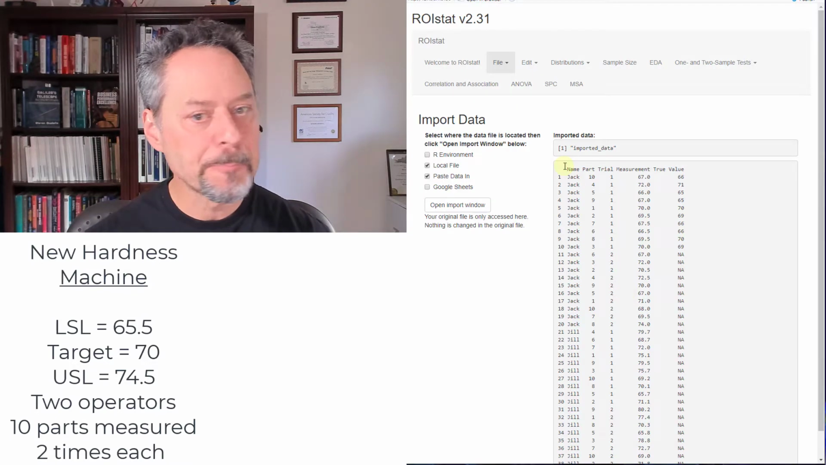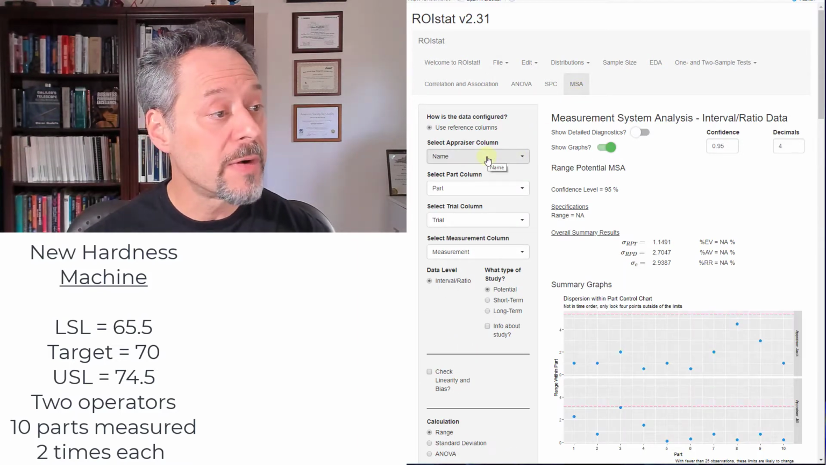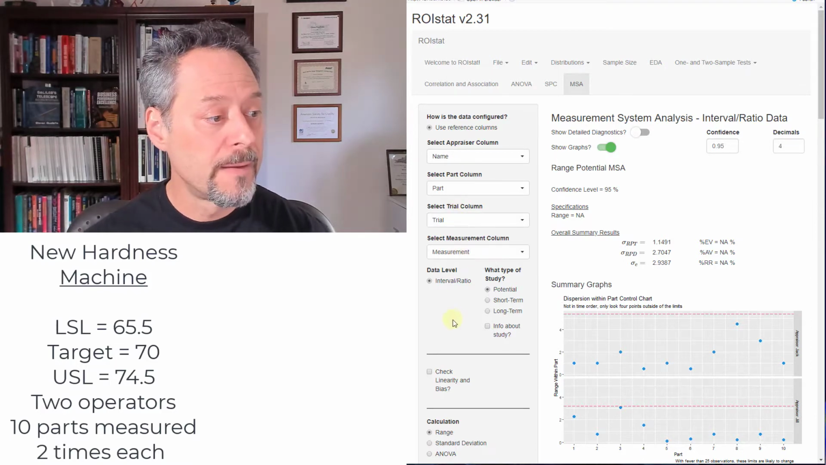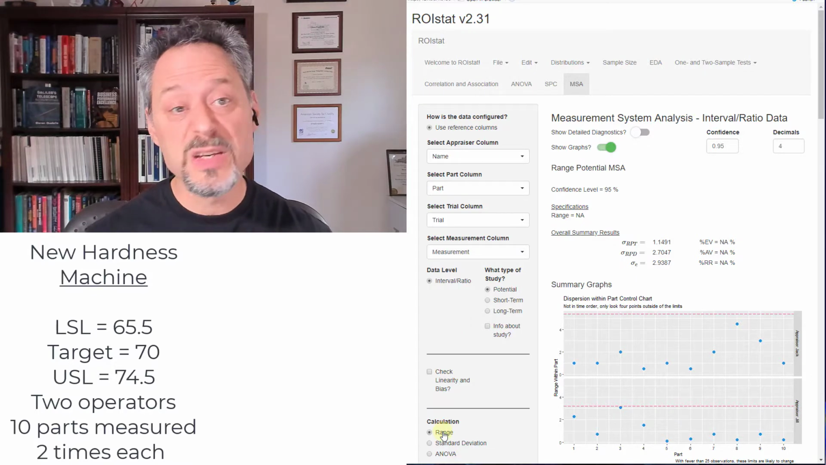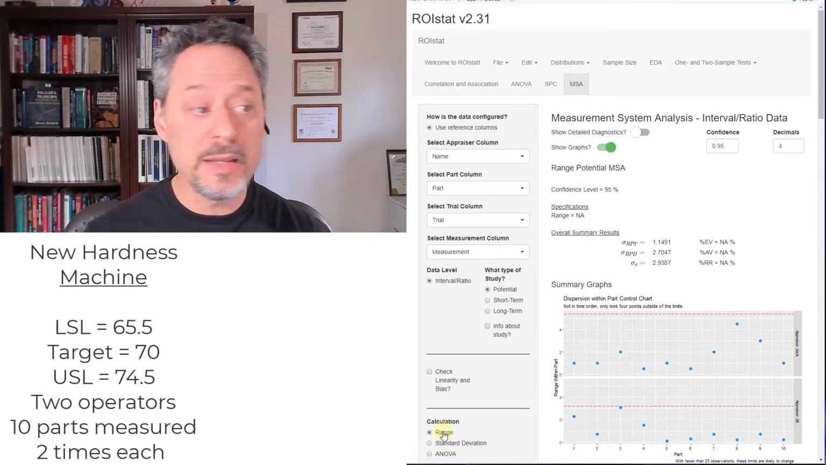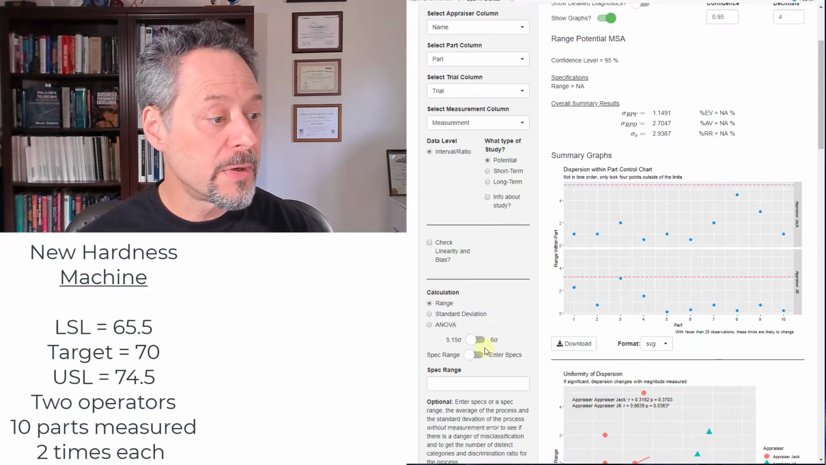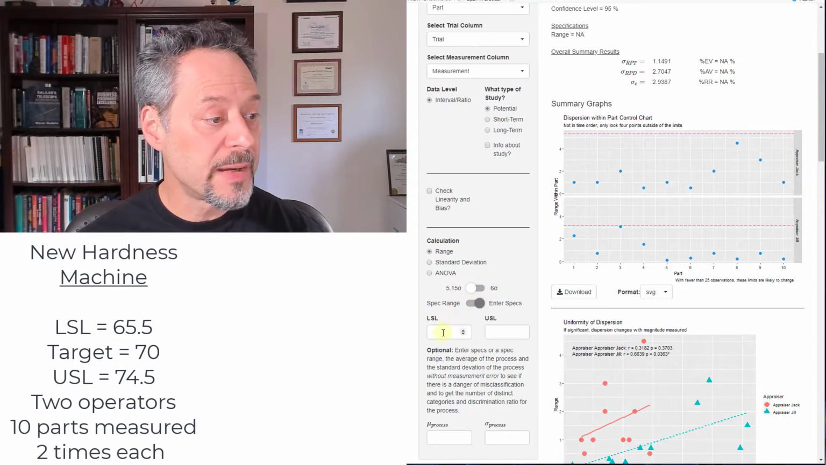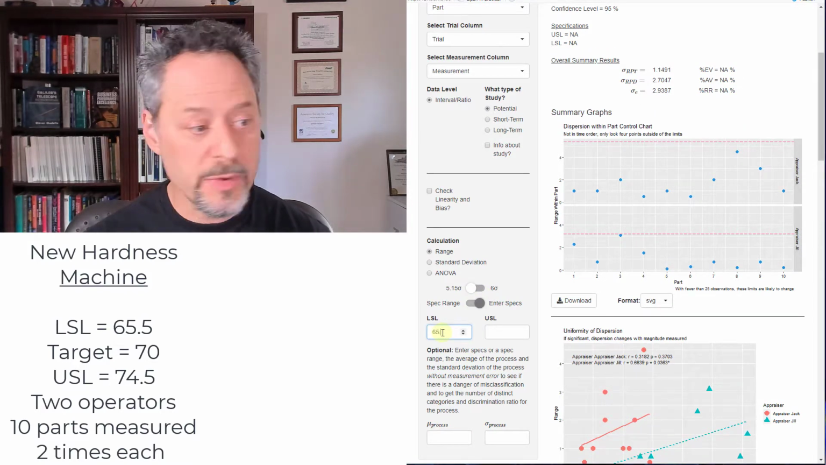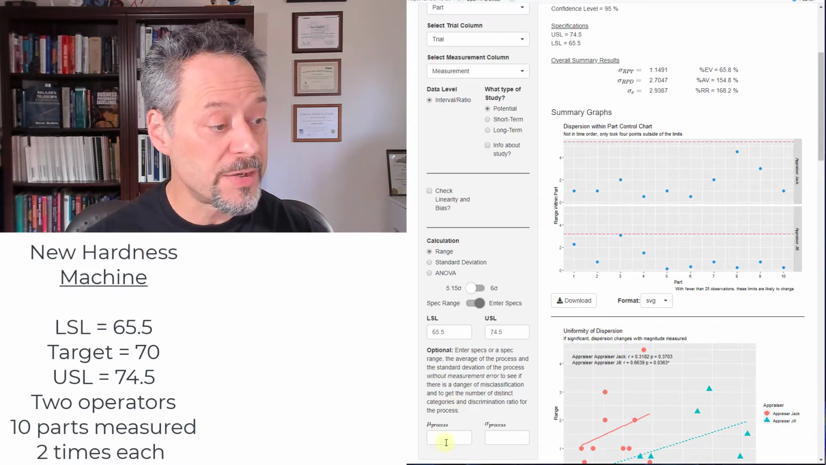So I'm going to import the data, and I'm going to go to the MSA. I'm going to make sure I've entered everything correctly. The appraisers are by name, parts by part, trial by trial, measurements by measure. We're going to be using the range calculation because we're only doing 2 measurements per part per person. If I only have 2, then I need to use the range. I can use the standard deviation if I get up over 8. All right, I'm going to go ahead and enter my specs. My lower spec is 65.5, my upper spec is 74.5. Target is not needed for those calculations.